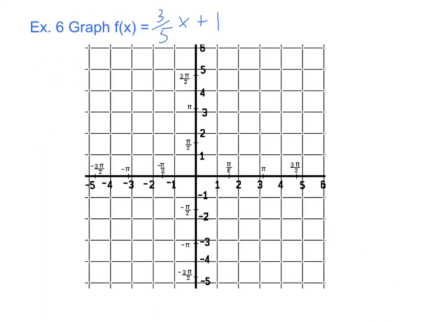Okay. So see if you can graph this one. Pause the video, take a second, see if you can graph it, and then compare it to what I have on here. Okay. So our y-intercept is at +1. Our slope is 3/5, so I'm going to go up 1, 2, 3, and right 5. So here's my next point, clear out here, and then I just draw my line through those 2 points.